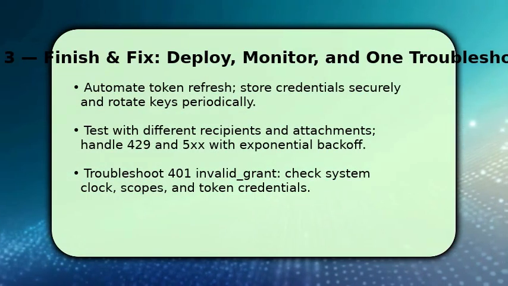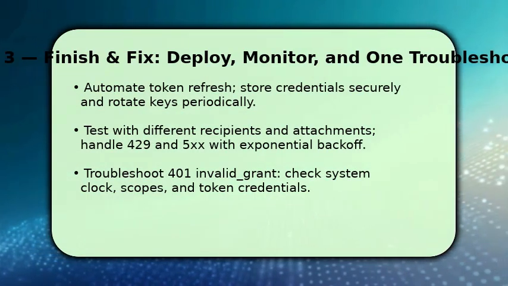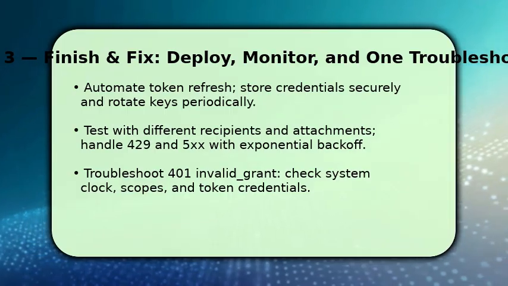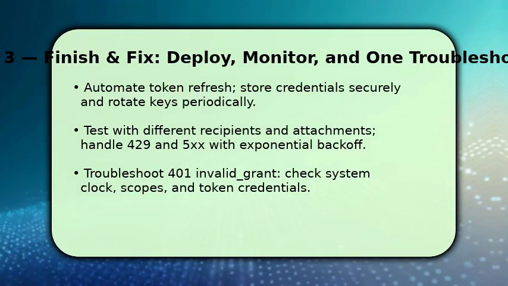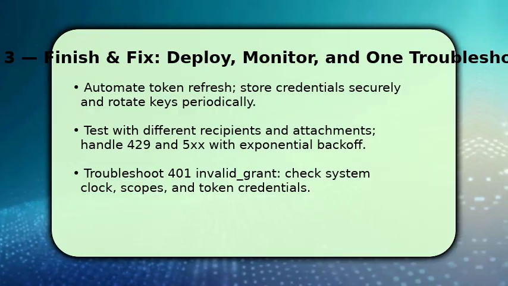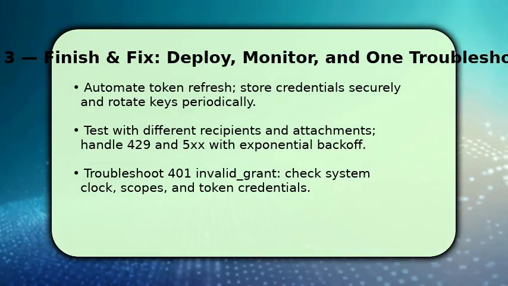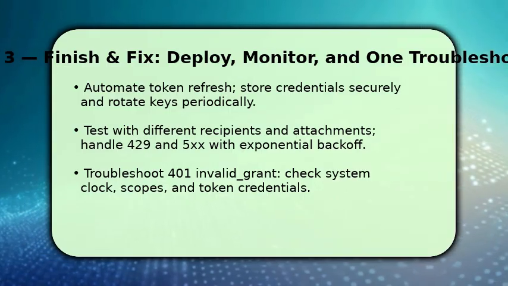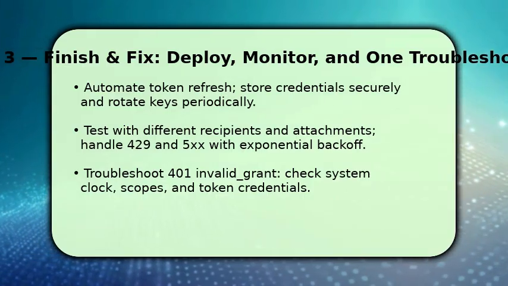To finish, ensure your script refreshes tokens automatically and stores credentials securely. Use secret managers for production. Run end-to-end tests sending to your address, then expand recipients and attachment sizes while observing rate limits. Implement exponential backoff for 429 or 5xx responses.